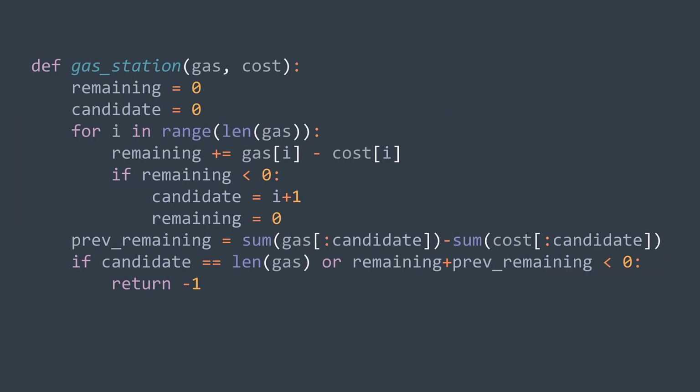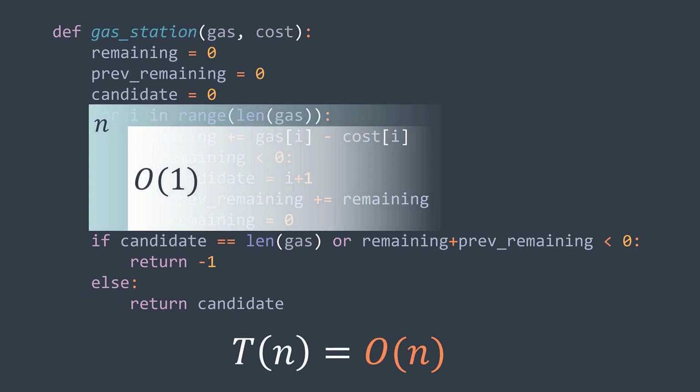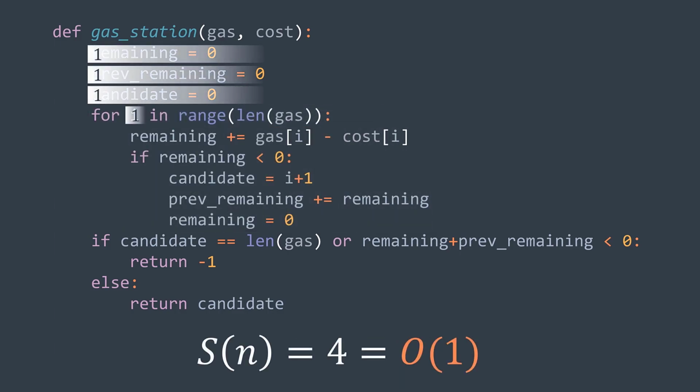In code, if candidate is equal to length of gas, the number of stations, or remaining plus prev remaining is smaller than 0, we return minus 1. Else, we return candidate. We can even keep track of prev remaining in the first loop to avoid traversing again to calculate the sums. For the time complexity, we just have a loop that does n iterations. All other operations are in O of 1. We get an O of n time complexity where n is the number of stations, much better than O of n squared. And a constant space complexity because we're not using input size related variables.